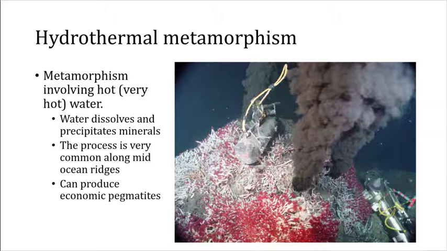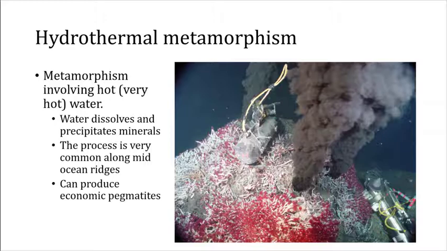Hydrothermal metamorphism. This is another low pressure kind of metamorphism, and the picture that you see here is of what we call a black smoker or a hydrothermal vent on the bottom of the ocean. And so you've got a magma chamber down there. These are very common along mid-ocean ridges where you have a lot of volcanism and obviously a lot of water. And so that water is heated by the magma chamber, and hot water dissolves anything really fast, right? And so that water dissolves minerals, precipitates minerals, moves minerals around, does all kinds of things.